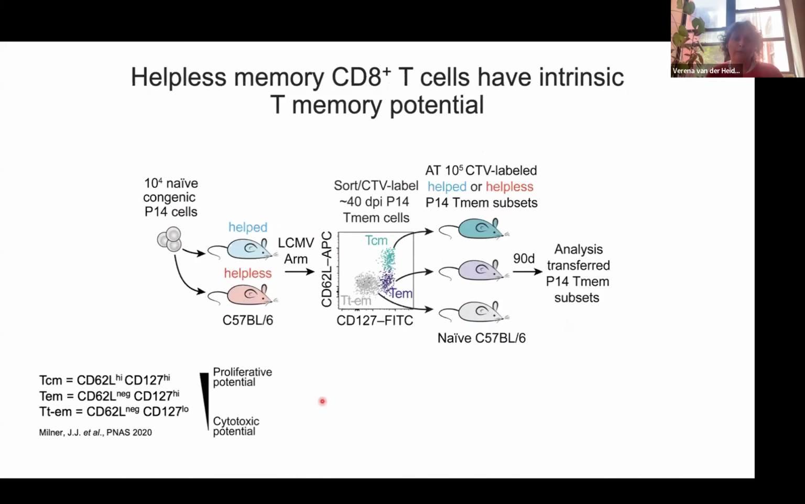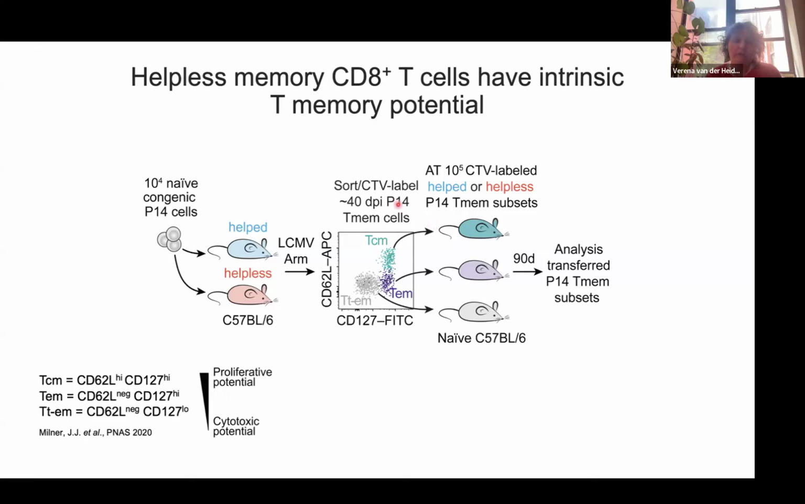To probe the potential of these helpless memory T cells to actually become good memory T cells, we sorted helped and helpless P14s at the early memory stage, around 40 days after infection. We sorted different subsets of these memory T cells: TCMs, which are defined by L-selectin high and CD127 high expression. Then we have slightly more differentiated cells, which we call TM, based on this publication by Müller et al. in PNAS in 2022. These cells still have high levels of CD127, but low L-selectin. And then we have the really terminally differentiated effector memory T cells that are double negative for both markers.